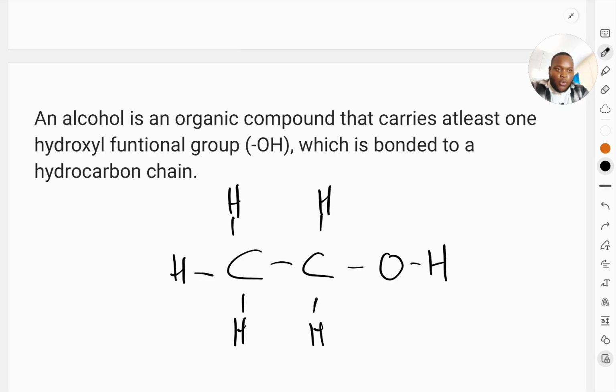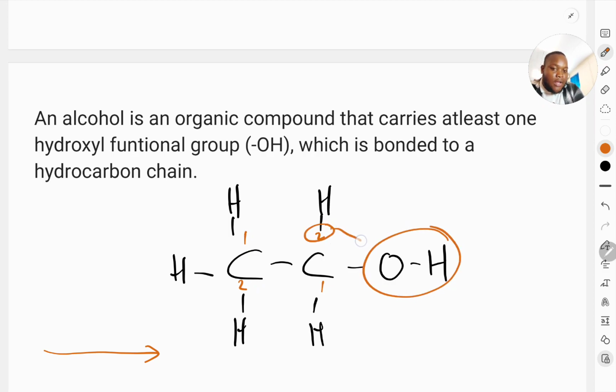So now when it comes to naming, we also look at how many carbons are there in this particular compound. What is the longest chain in this compound? The longest chain has one carbon and two carbons, so the longest chain consists of two carbons. But then if I move from left to right, this OH here is attached to carbon number 2. But if I were to move from right to left, this particular hydroxyl group is attached to carbon number 1.